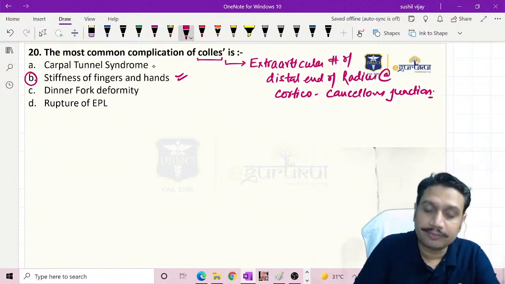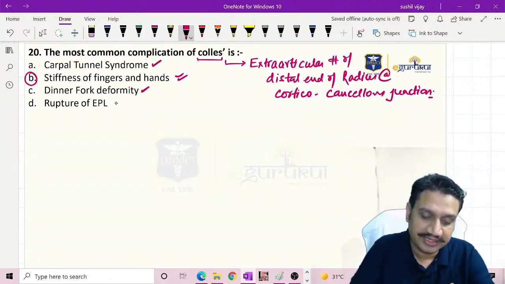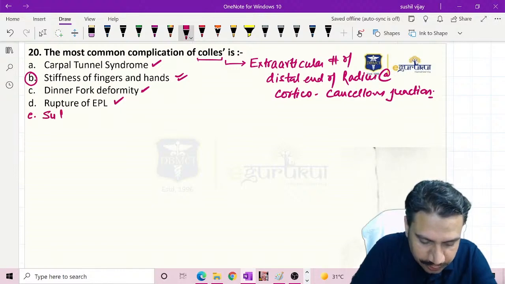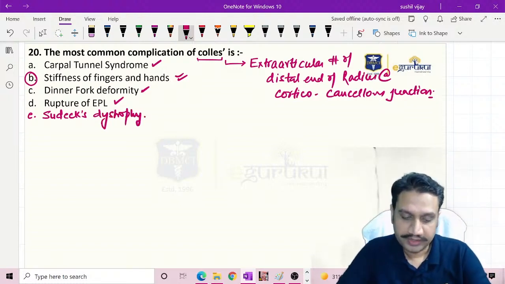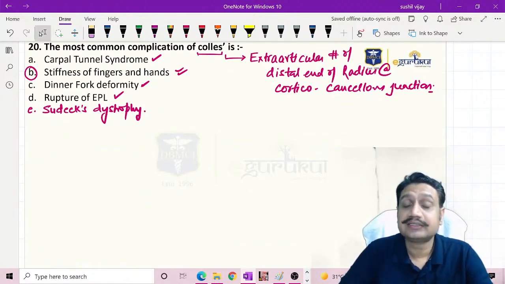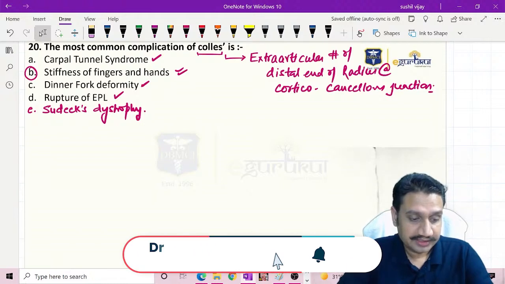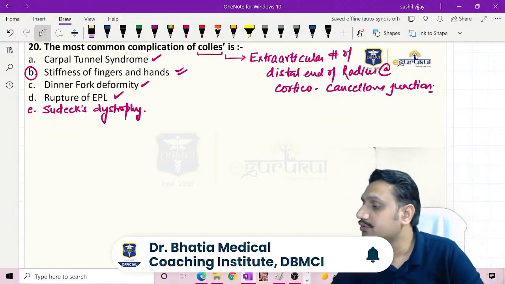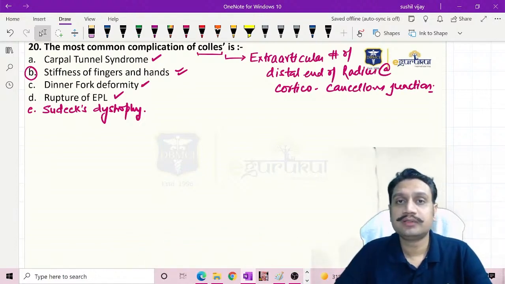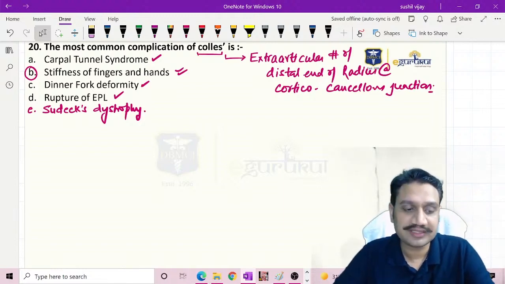One complication is carpal tunnel syndrome. Another is deformity, dinner fork, and rupture of EPL. Another can be Sudeck's dystrophy. So carpal tunnel, stiffness of fingers, dinner fork deformity, rupture of EPL, these are the complications related to Colles fracture. Ambika and Abhi, I hope you are with us on this too. There is no difference in opinion between us. We are on the same page, okay?